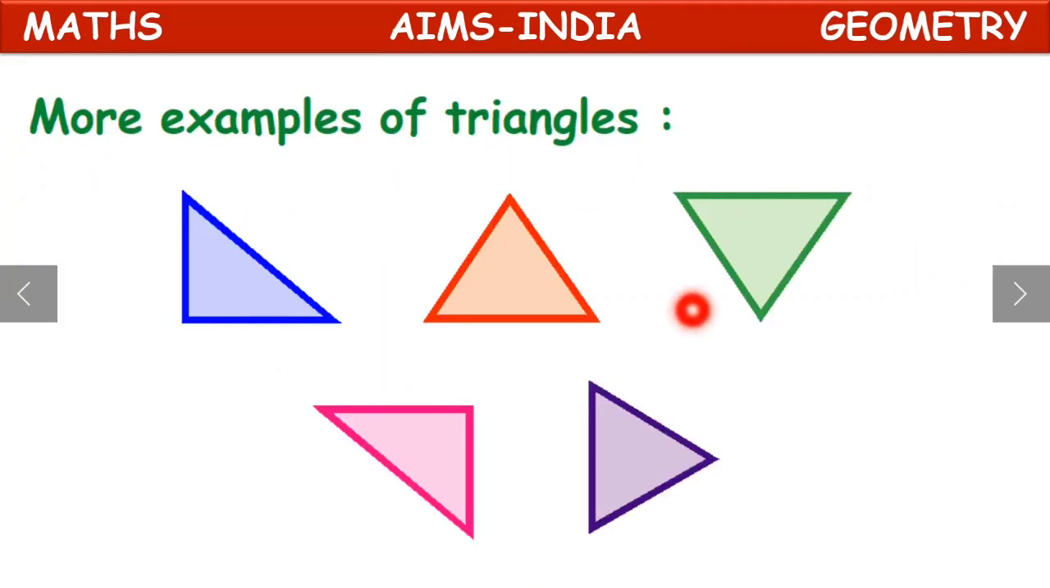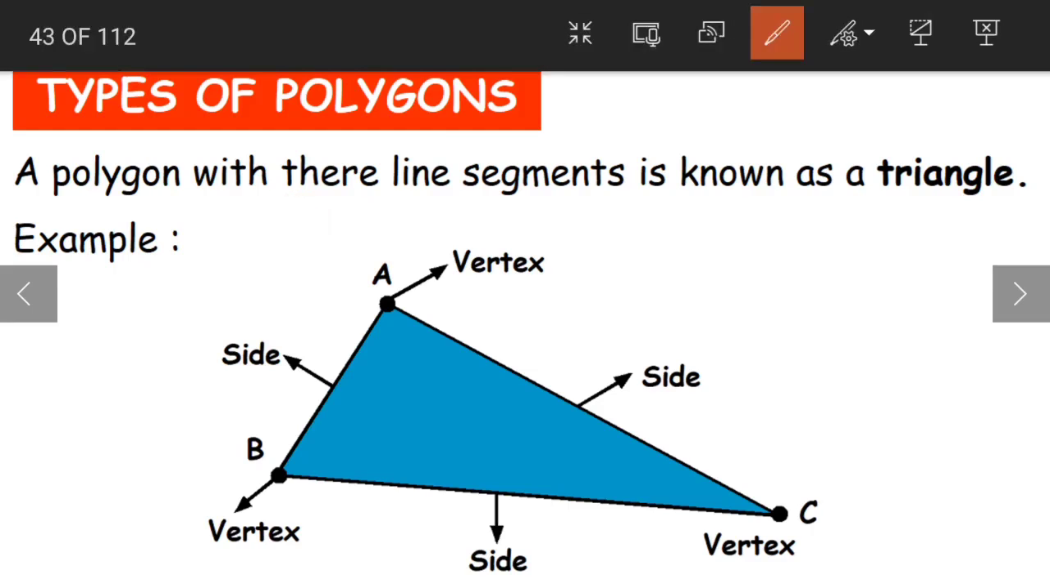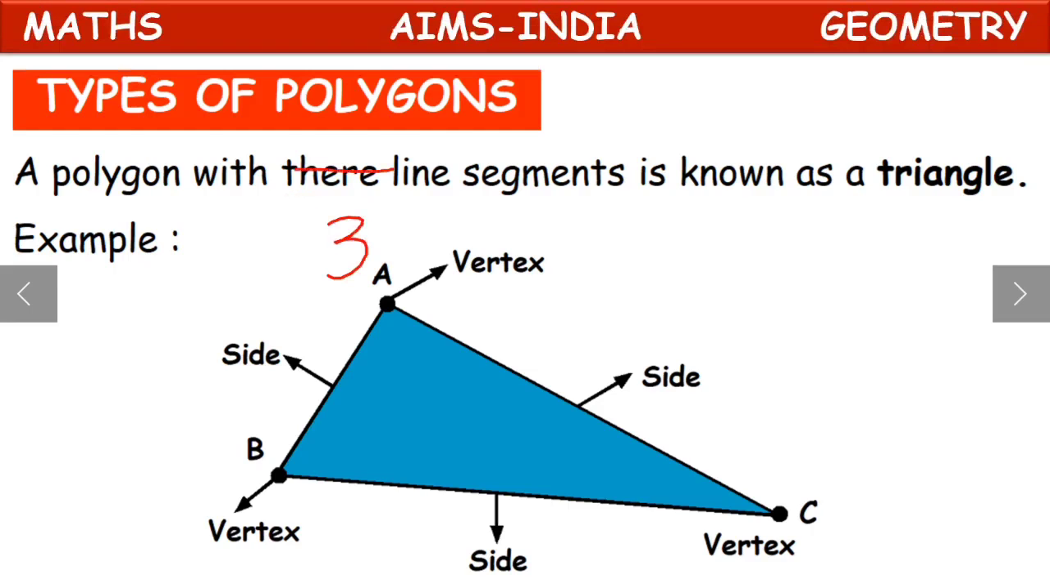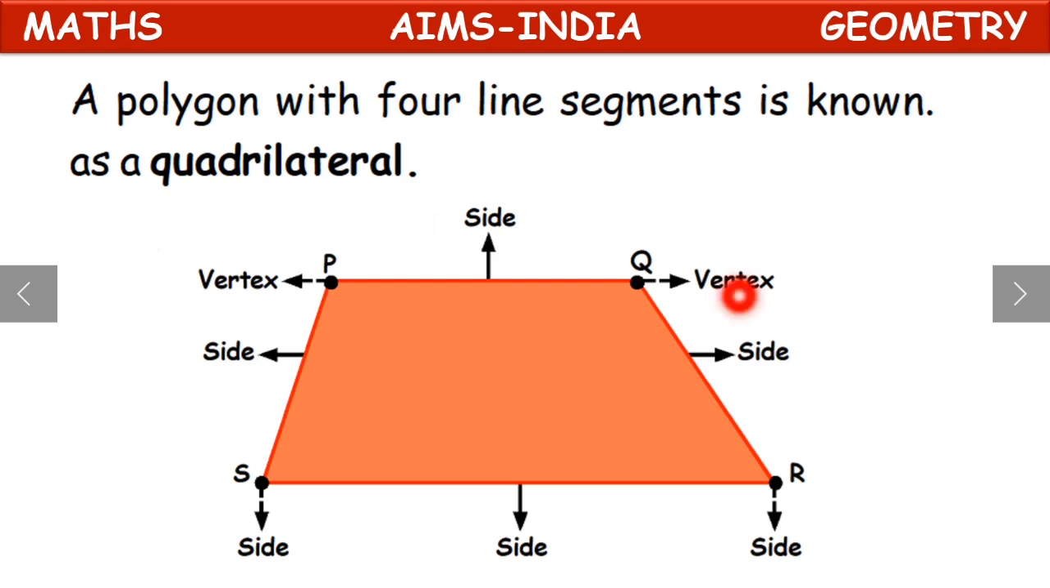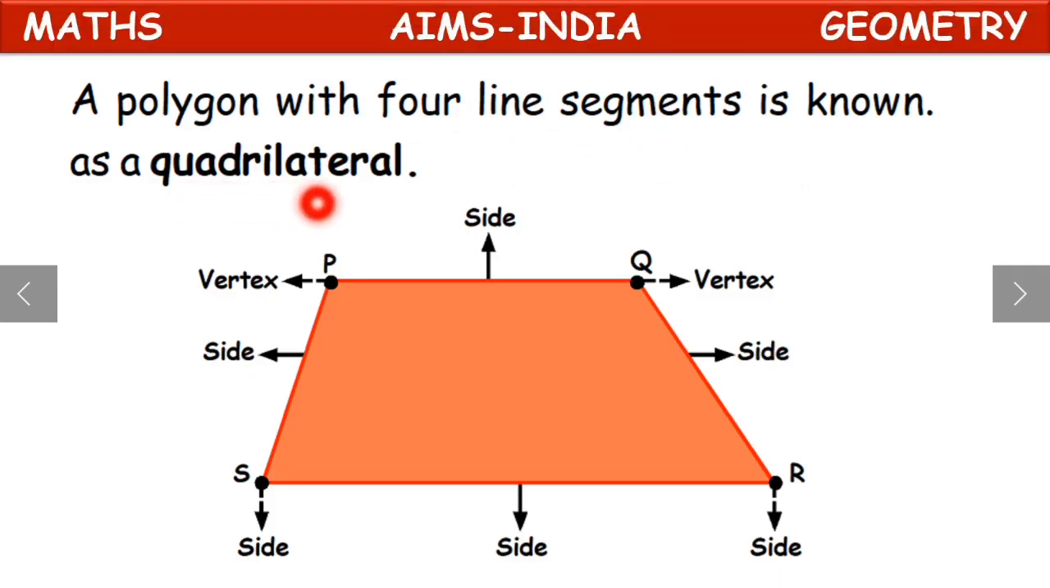Okay children, and these are some more examples of triangles. So what did we learn now? We've learned that a triangle is also nothing but a polygon. When a polygon is drawn using 3 line segments, it is known as a triangle. Now coming to a polygon with 4 line segments, it is known as a quadrilateral.